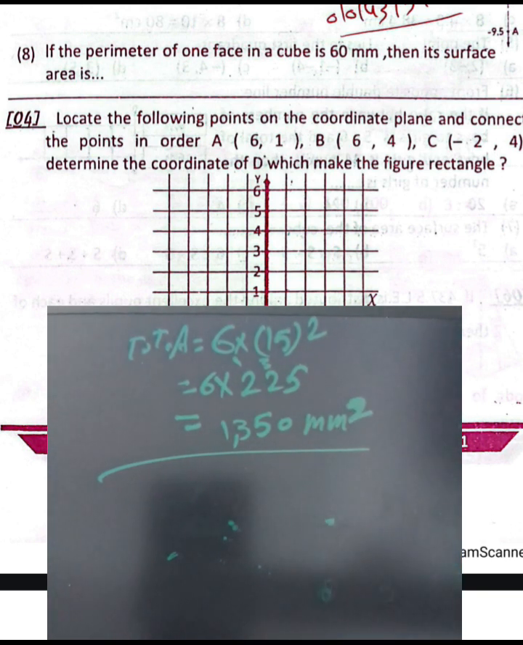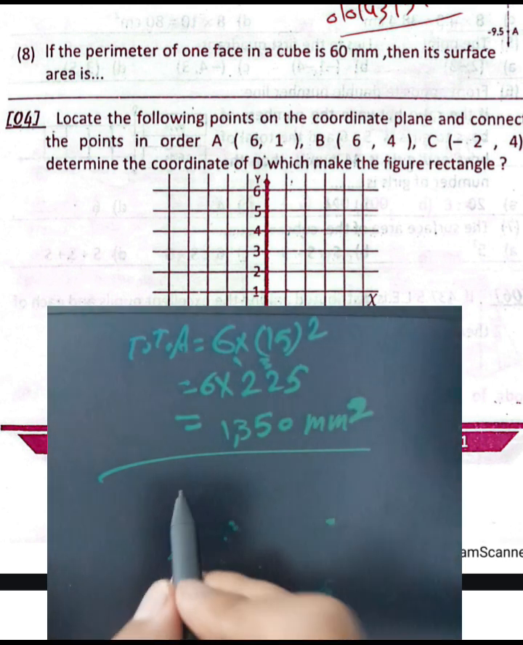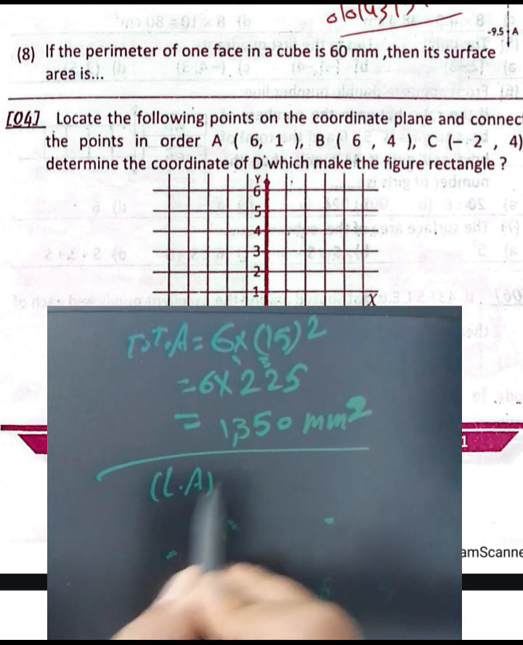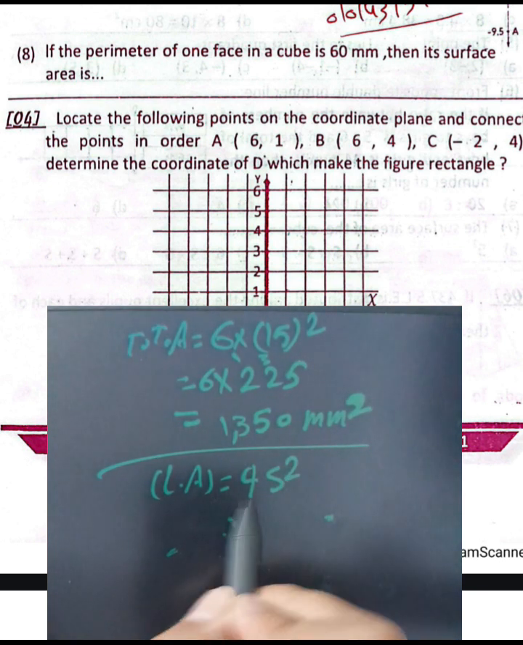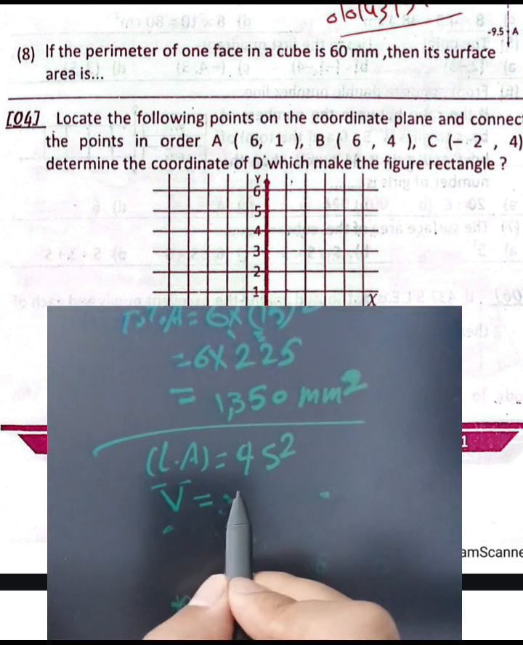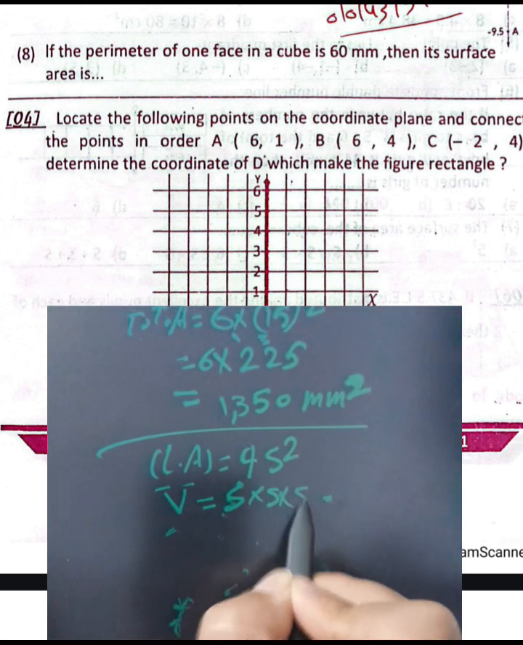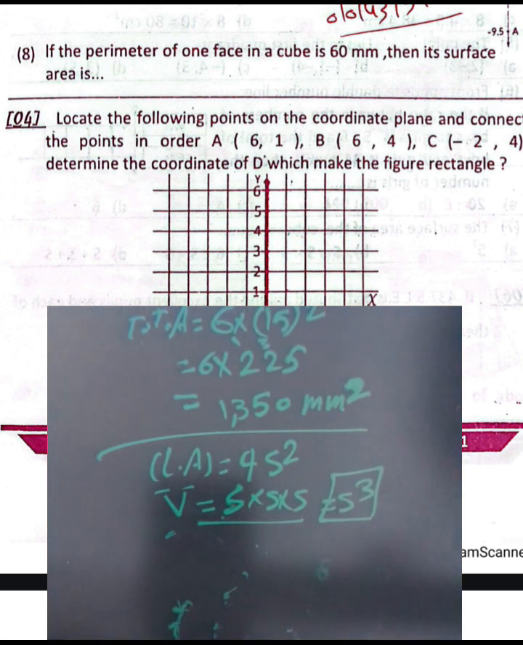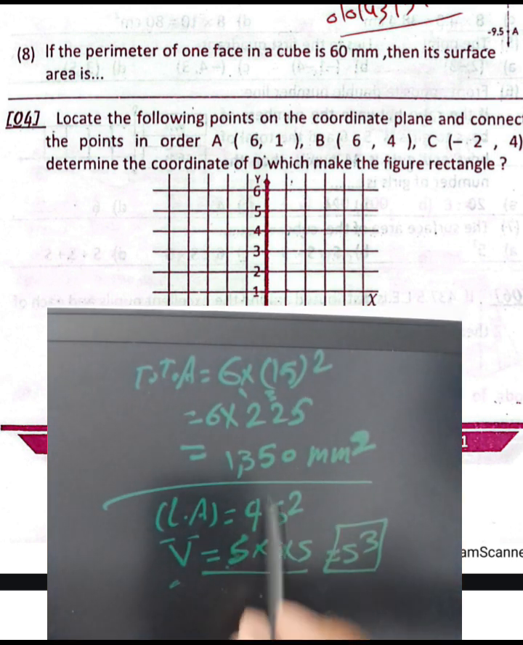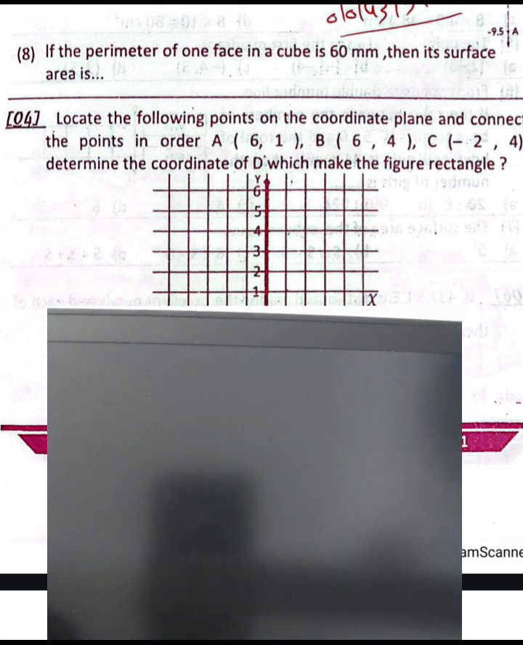But if you want to find the volume, we can write side times side times side, 15 times 15 times 15. And if you want the lateral area, we can write 4 times s squared. And if you want the volume, we can write side times side times side, which is side cubed. But in this example, the result will be 1350 square millimeters.